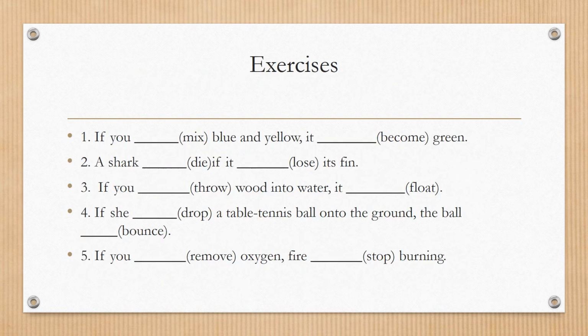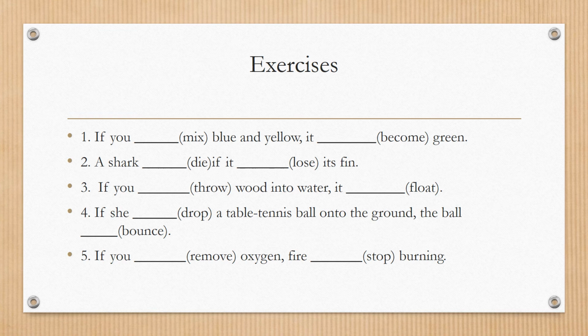Now let's try some conditional sentences type 0 exercises. The first thing we do when we handle conditional sentences is to decide which type of conditional sentence we should use. But of course, in this exercise, we only use type 0. Let's look at the first question. If you mix blue and yellow, it becomes green. So here we know this is a fact. If you mix blue and yellow, of course, it becomes green.